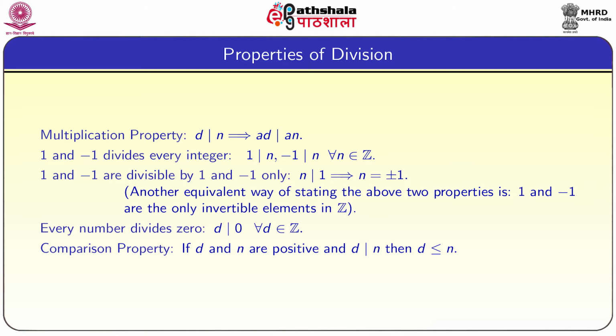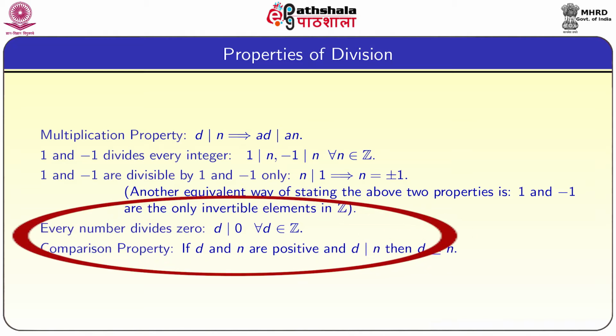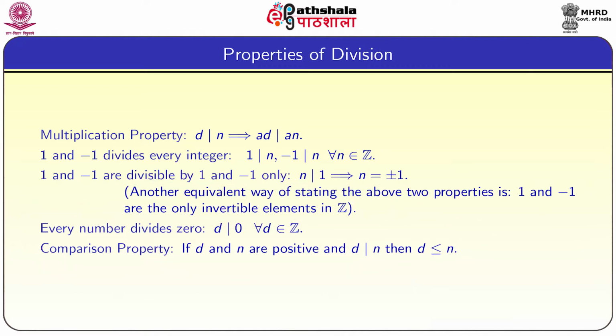1 and minus 1 divide every integer. So, 1 divides n, minus 1 divides n for all n belonging to Z. 1 and minus 1 are divisible by 1 and minus 1 only, that is, if n divides 1 then n is equal to plus or minus 1. Another equivalent way of stating the above two properties is that 1 and minus 1 are the only invertible elements in Z. Every number divides 0. So, d divides 0 for all d belonging to Z. Comparison property: if d and n are positive and d divides n, then d is less than or equal to n.